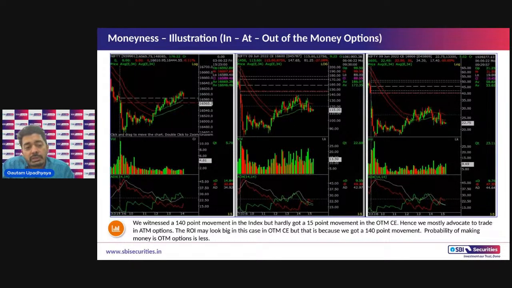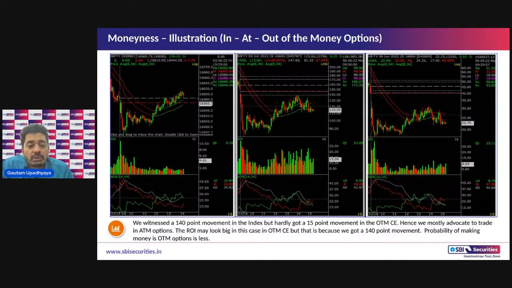This is a very simple example of selecting the right strike price. अगर आप out of the money option select करोगे, even though you are able to capture a good chunk of the underlying movement of the market, your option premium will not move by a major percentage points.